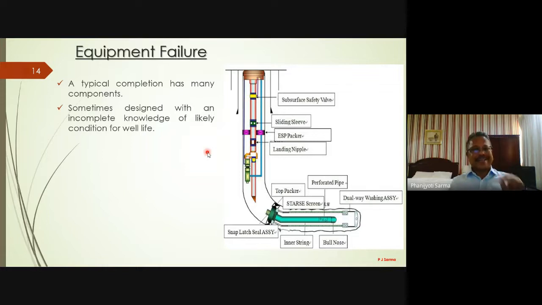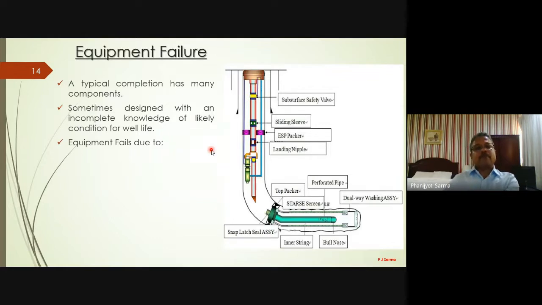So what happens, particularly in the exploration phase or the appraisal phase, all the information may not be available, and there is a likely chance that the design is made, but that may not sustain or be completely compatible with the fluid that is going to be encountered during the life. So equipment may fail in the process.